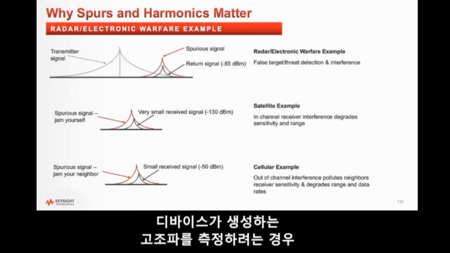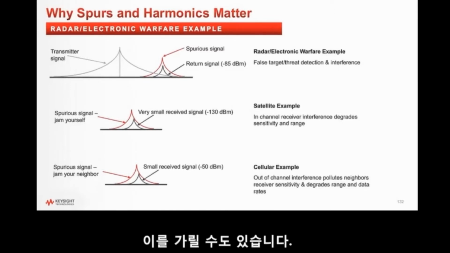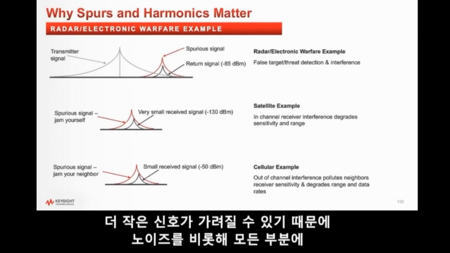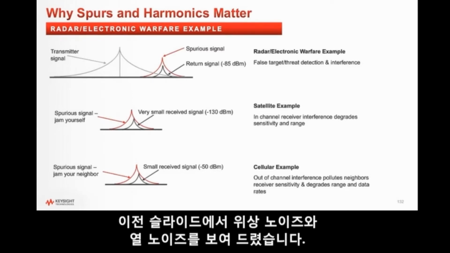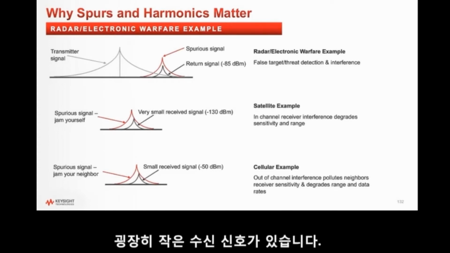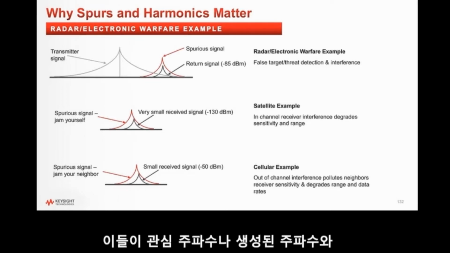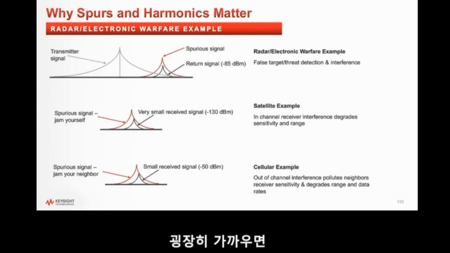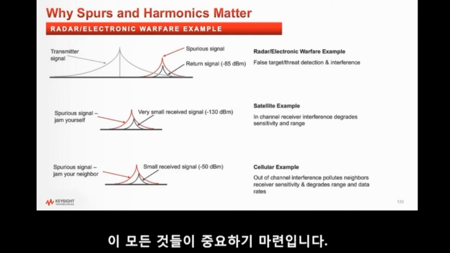If you're trying to measure a harmonic that your device is creating, you don't want your source to be creating that harmonic as well, or you're going to mask it. You care about noise, you care about everything, because those can all mask smaller signals. We showed phase noise and thermal noise on the previous slide. On this second and third row, if you have these very small received signals, those can be hidden under your thermal noise. If they're very close to your frequency of interest, or to your generated frequency, they can be hidden by the phase noise. So all these things tend to matter.